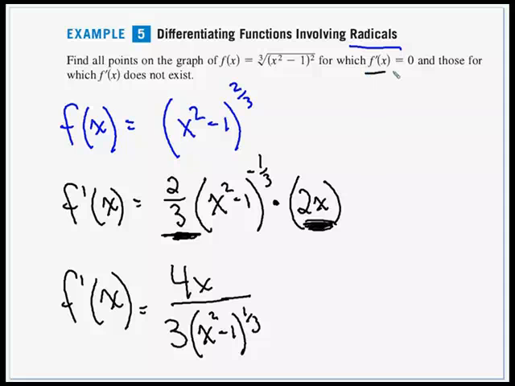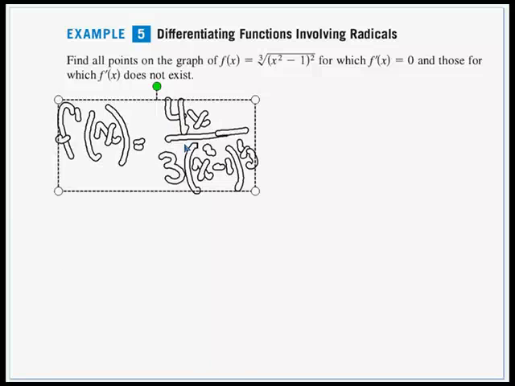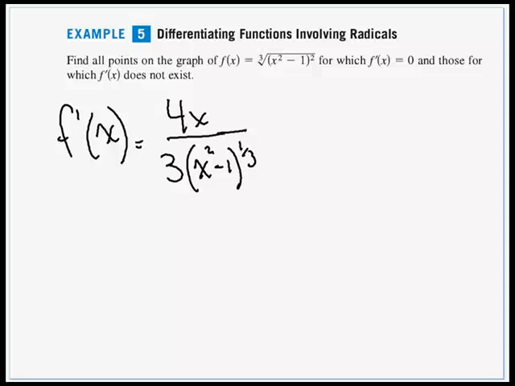Now, back to the problem here, we found the derivative f prime of x, and they want us to find all points where the derivative is equal to 0, and those for which the derivative does not exist. So when do those happen? We have a fraction, a quotient. When will this whole thing be equal to 0? F prime of x equals 0 when the numerator equals 0, when 4x equals 0. And the only time that equals 0 is when x is 0. So the derivative, f prime of x, is 0, or it has a horizontal tangent line, only at one point, right above or below the x-axis, wherever it occurs on the graph.